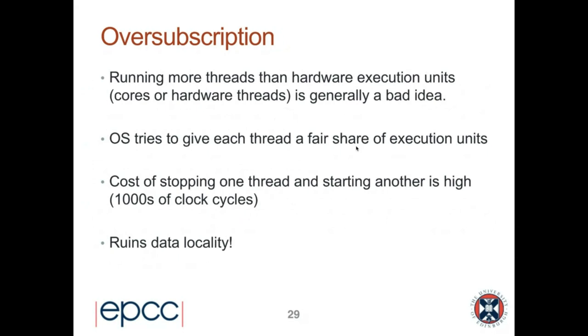So if we try to run more threads than we have hardware execution units, whether that's cores or hardware threads, that's generally a bad idea. That's generally not going to work out well. What will happen is that the operating system tries to give each thread a fair share of the execution units, but the cost of context switching is quite high. So the cost of stopping one thread and starting another is thousands or tens of thousands of clock cycles. And as we mentioned before, it tends to ruin your data locality because it causes threads to migrate between cores.